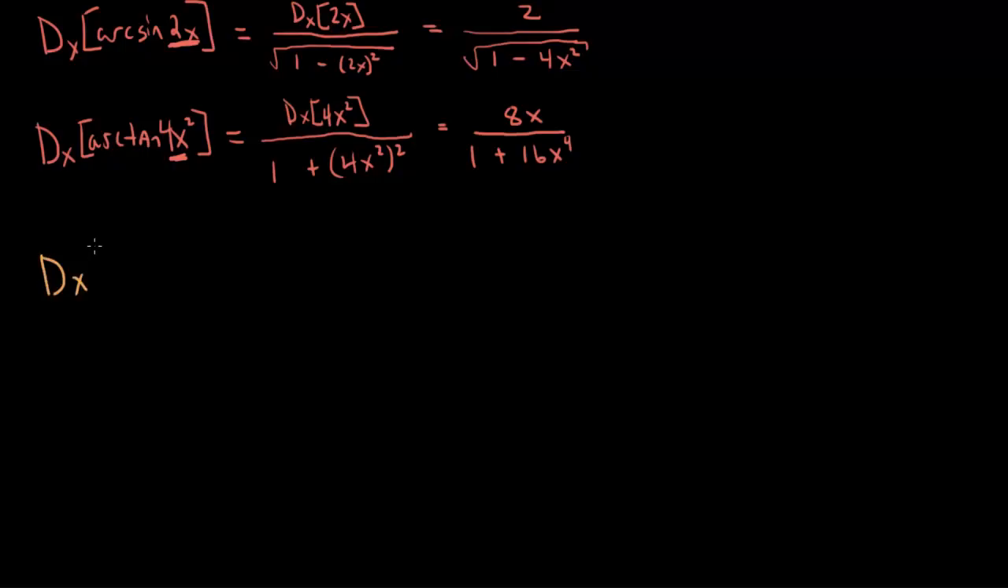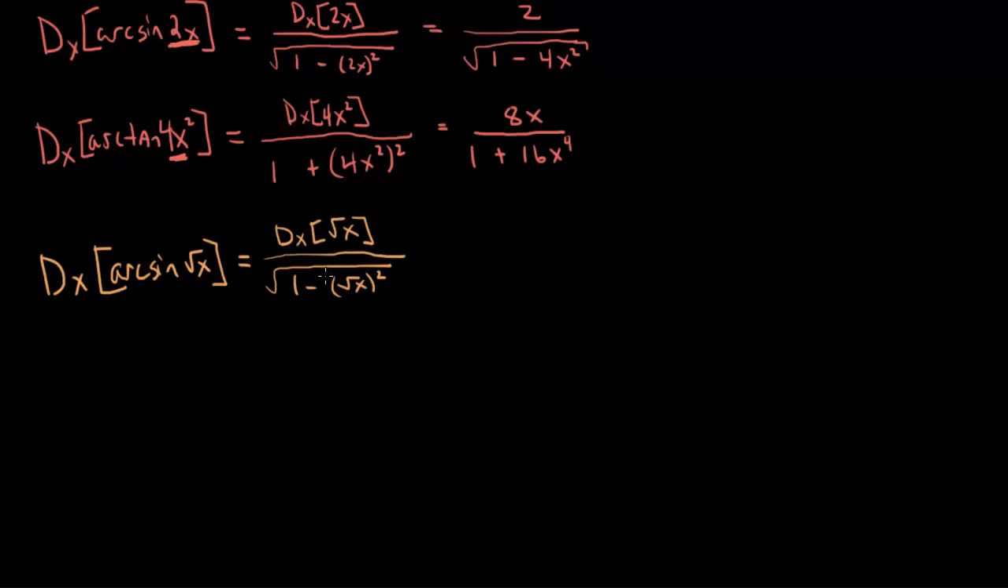Let's look at a little bit harder one. The derivative of arcsine square root of x. Again, we have a function here, so we have to use the chain rule interpretation. The chain rule says it's the exact same thing as here. We have the derivative of the square root of x over the square root of 1 minus the square root of x squared.